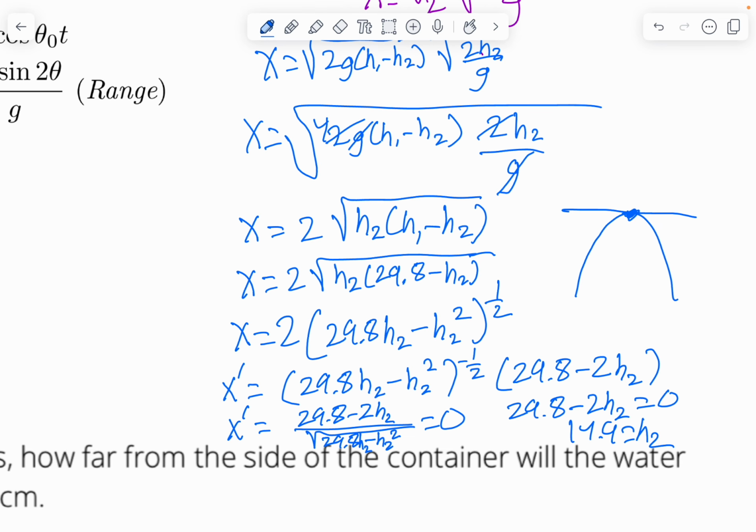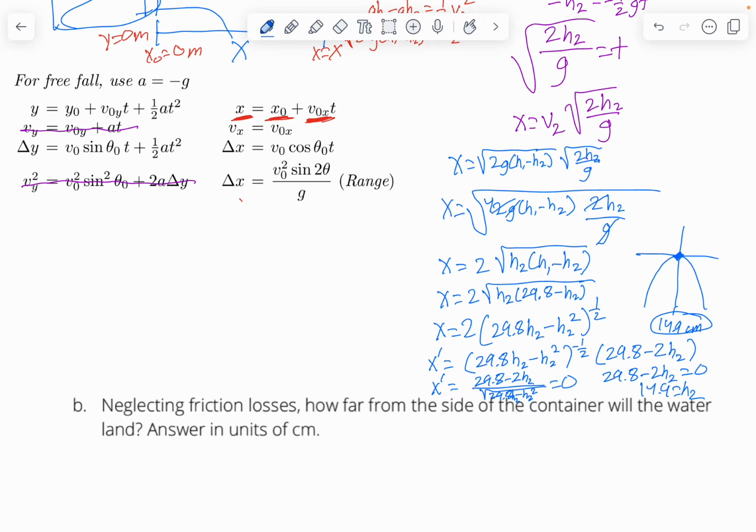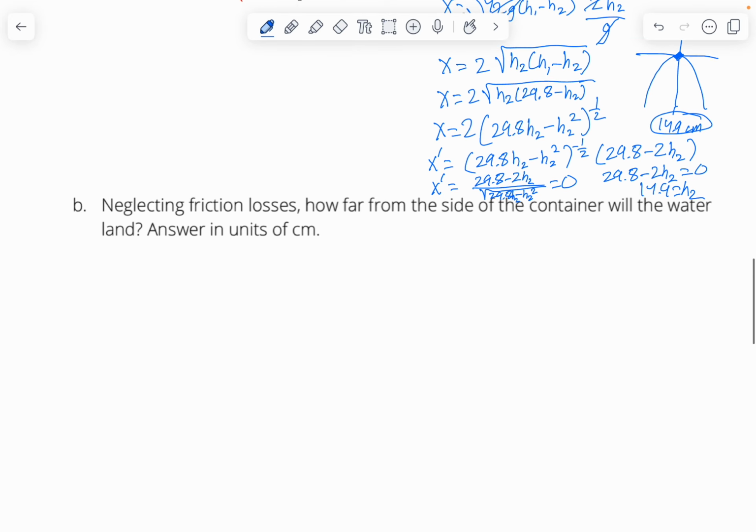And then if you graph it, I also believe you'll get an upside down parabola, and the maximum you'll get, the height is 14.9 centimeters as well. So you can graph it, do calculus, do whatever, but this one's really hard, but hopefully that made sense.